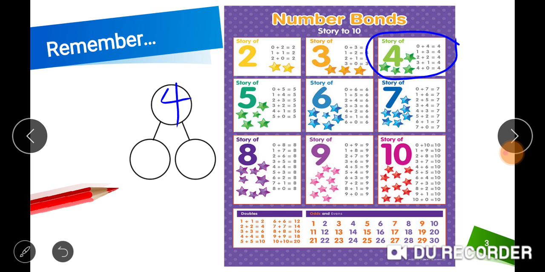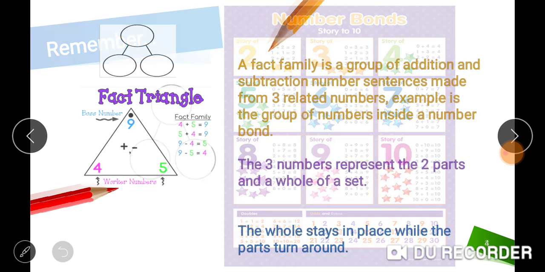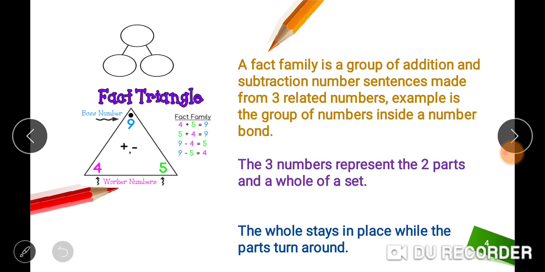Every number from 2 upwards has a group of numbers you can break them down into. Okay, let's move on. Now, this number bond is related to the fact family. Now you might be asking me, okay, so what is a fact family? A fact family is a group of addition and subtraction number sentences made from 3 related numbers.